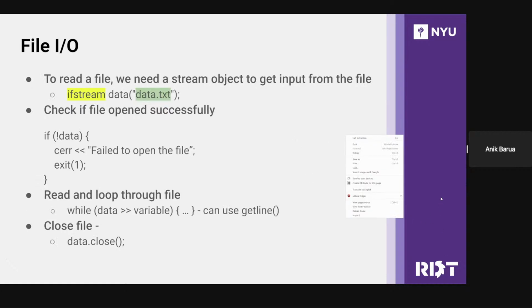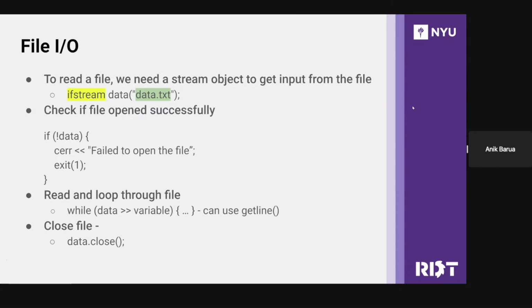Hello everyone. So in C++, file input and output is pretty straightforward. To read a file, we need a stream object to get the input from the file. And for that, we have to use the input stream class, and it is denoted as ifstream. And data here is a variable name for the ifstream object. And inside that, in parentheses, we have the text file where we'll be reading from.